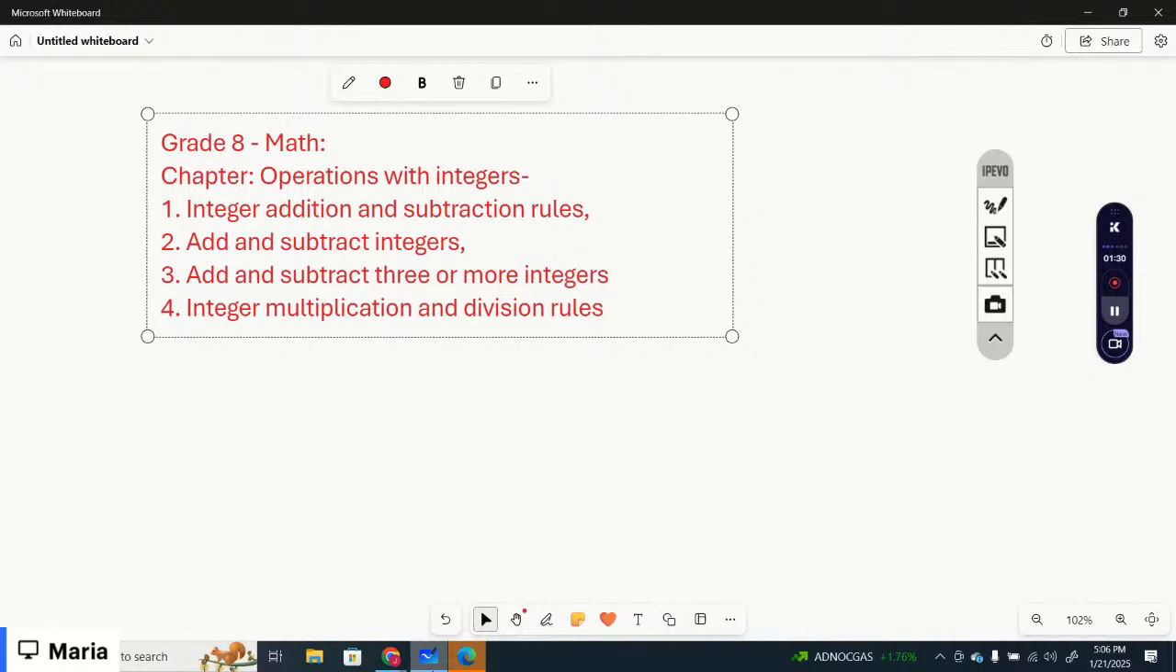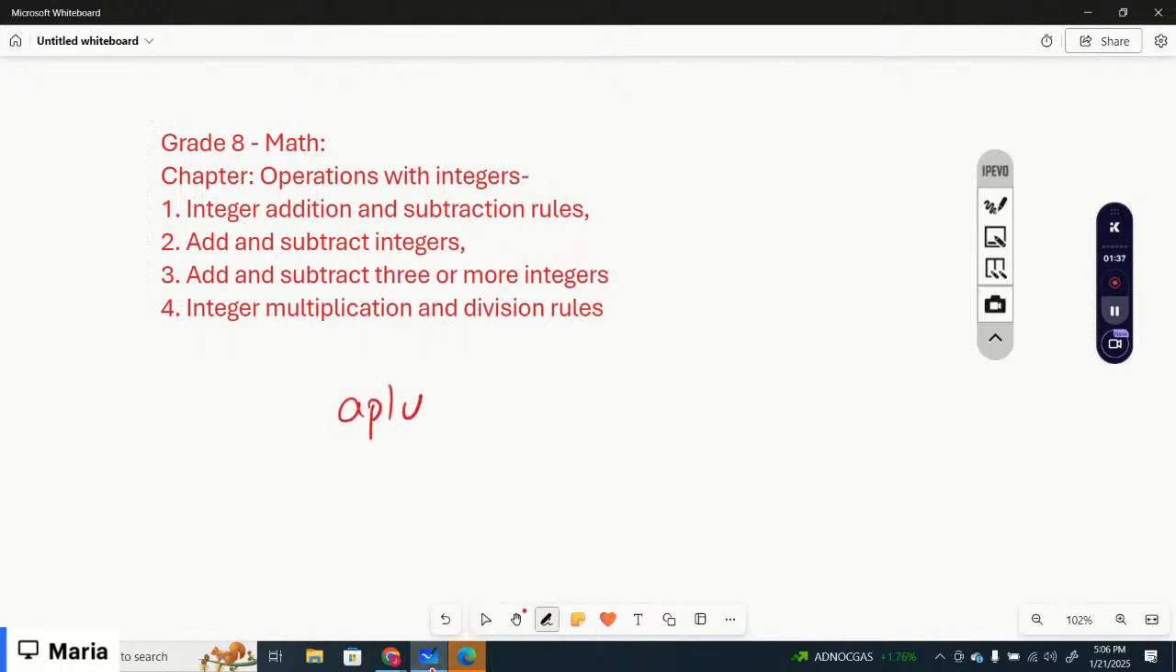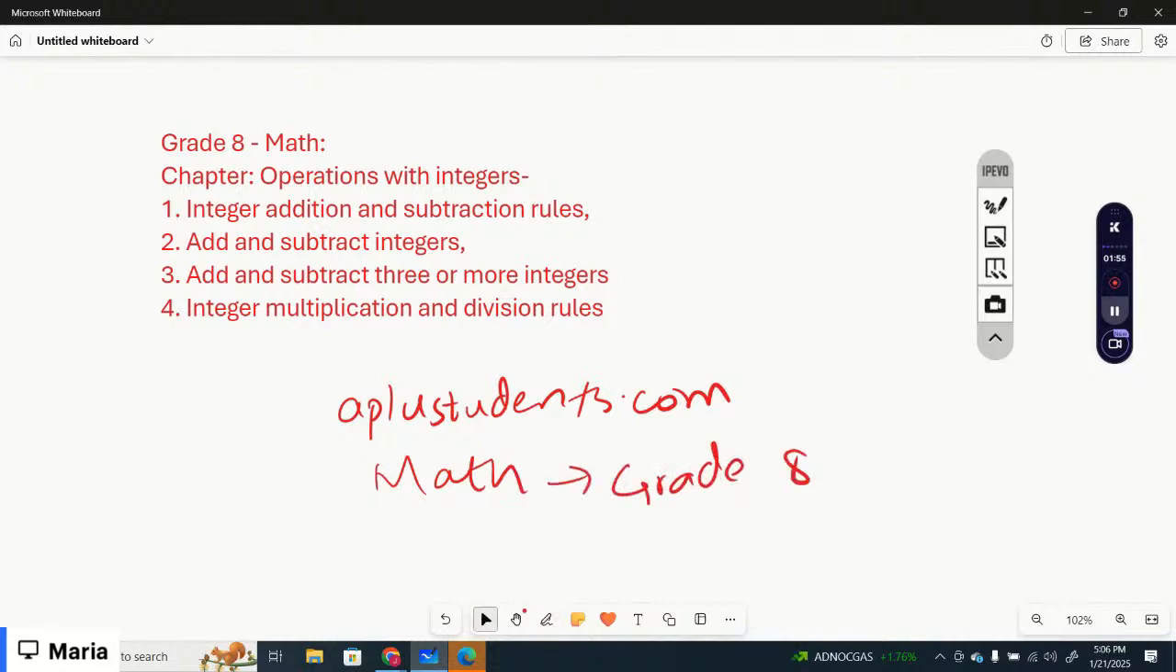We are here for grade 8 math. You can find all the lessons on aplusstudents.com. You have to log in there using your email address, and the password is provided by the administrator. Then select math from the subject tab, scroll down to grade 8 math, and click on view all lessons. There you can find a list of the chapters.